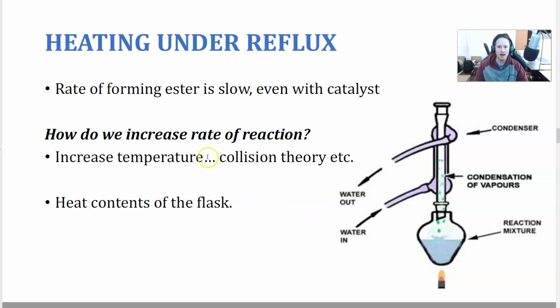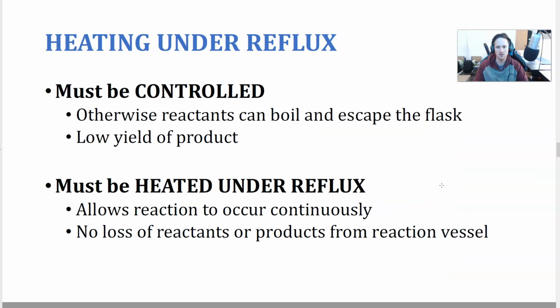Okay. How do we increase the rate of reaction? We increase the temperature, so that's why we do this. But we don't want to lose any product, which is why the reflux is utilized. Reflux needs to be controlled, so low. Otherwise, the reactants can boil and escape if the boiling is too vigorous, and you can get low yield of product.